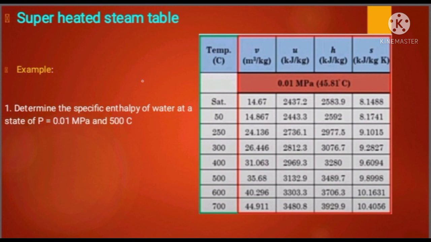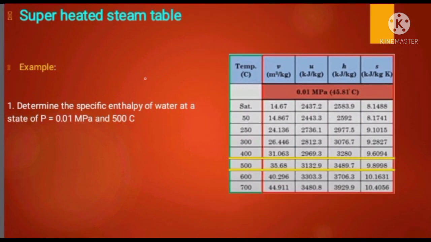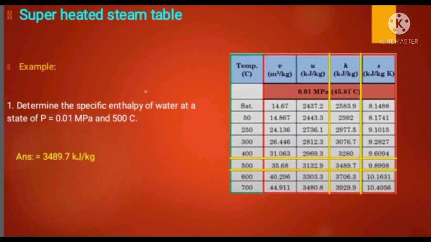Examples of the superheated steam table. Question: determine the specific enthalpy of water at a state of P equals 0.01 MPa and 500 degrees Celsius. So first, look at the 500 degrees Celsius temperature. Also, in specific enthalpy, look vertically down and you can get the final answer for the specific enthalpy of water. The final answer is 3,489.7 kilojoule per kilogram. And that is all.